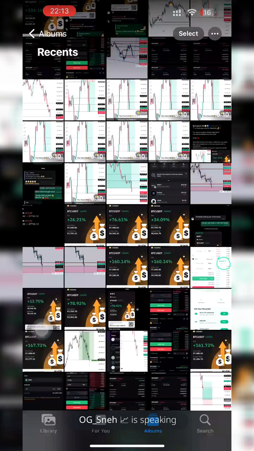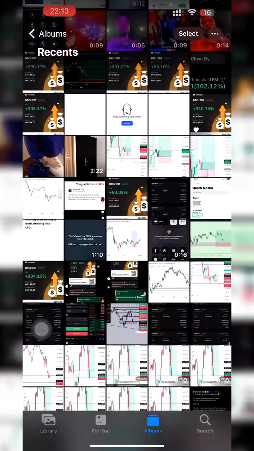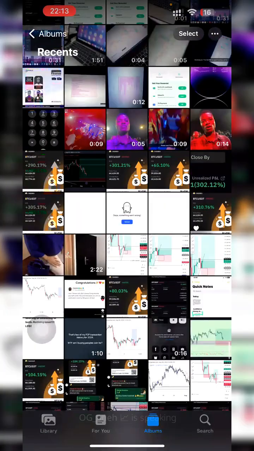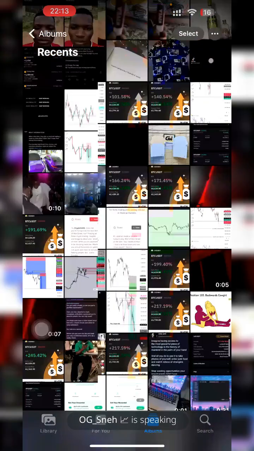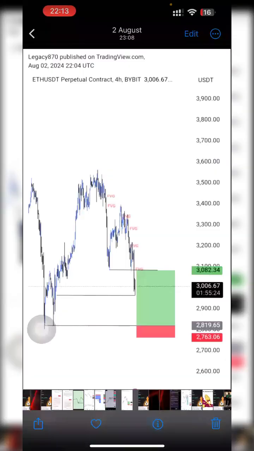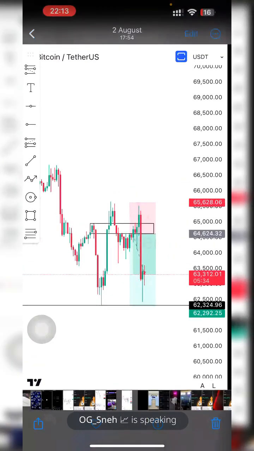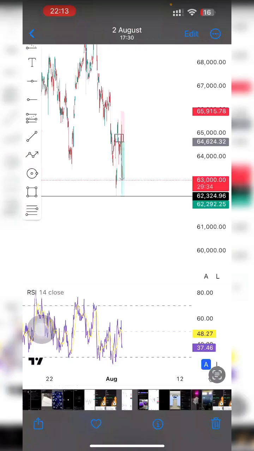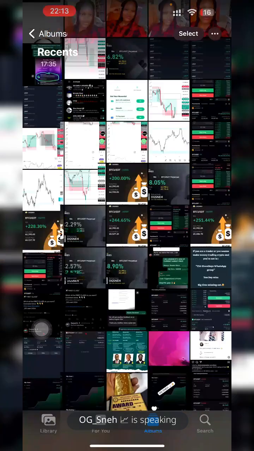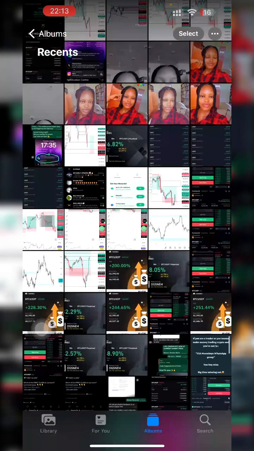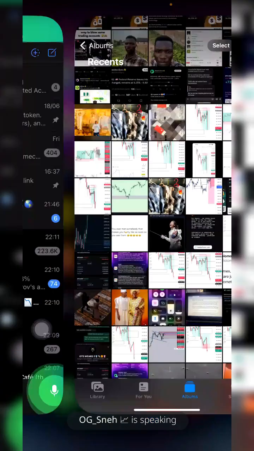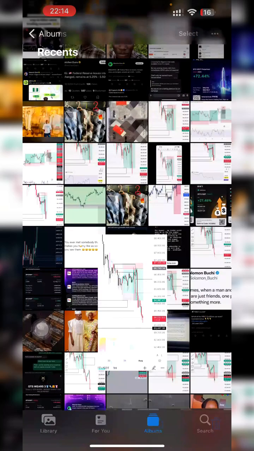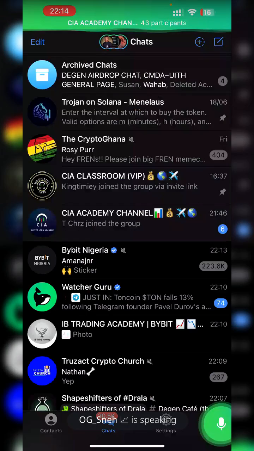These are some of my students' results. Once they post it to the group, it will automatically save on my phone. You might not understand all these things that they are trading because we've not gotten there. So I'm going to show you tomorrow. Relax, guys. Do you understand where we've reached now? Yes, sir.